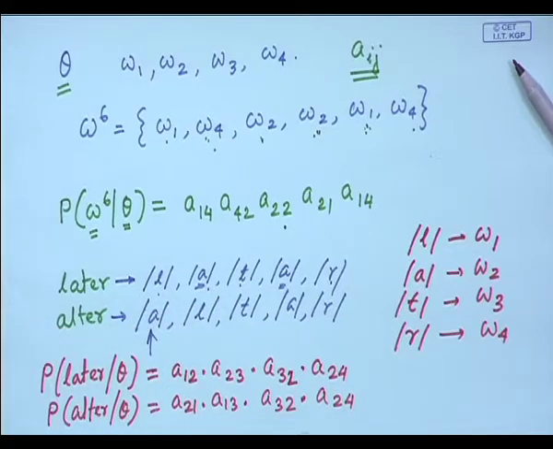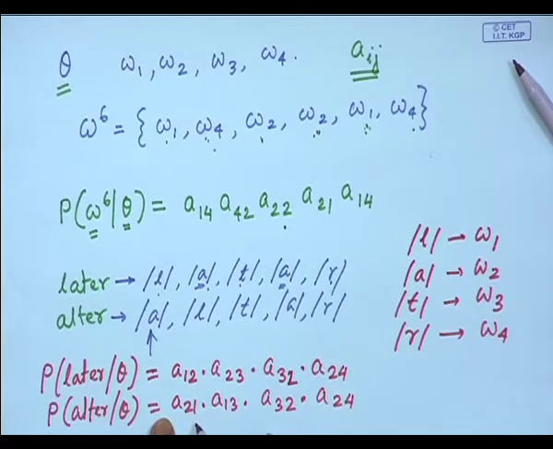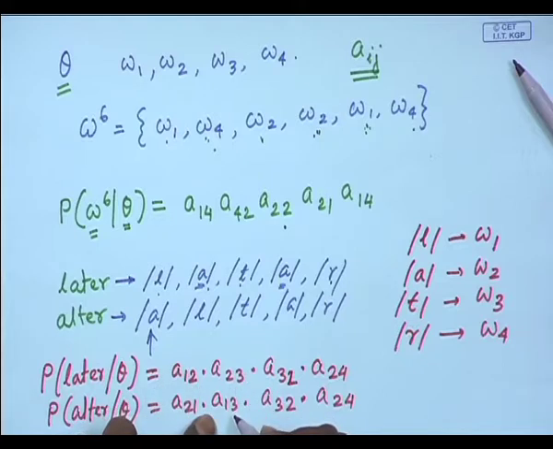Okay. So, you find that these two probabilities are the same, A32 and A24. But these two, A12, as we said, may not be the same as A21. Similarly, A23 is usually not the same as A13. Because of this, the probability that this theta generates "letter" and the probability that theta generates "alter" will be different for a given hidden Markov model theta.